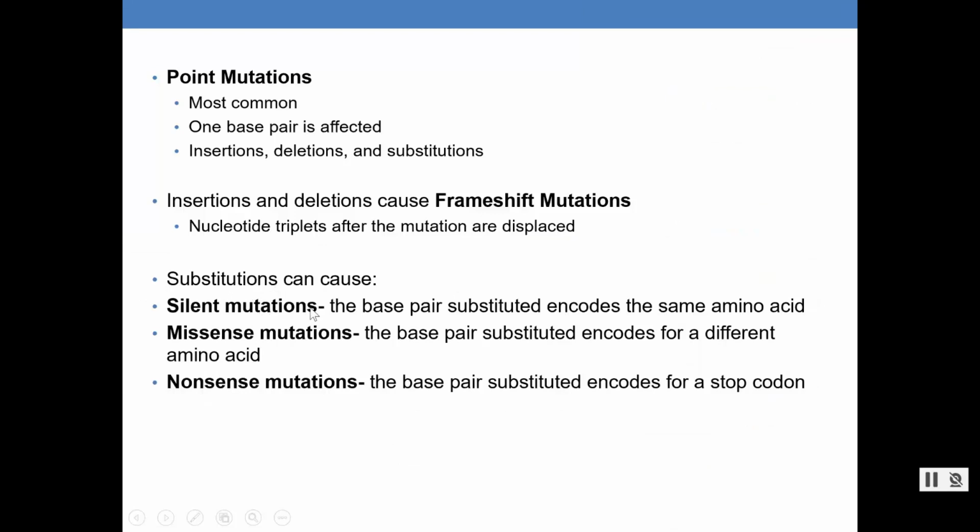Substitutions can cause silent mutations. The base pair is substituted, but you end up with the same amino acid. It can cause missense mutations. The base pair is substituted, and you get a different amino acid in that protein, or a nonsense mutation, where you get a substitution that encodes for a stop codon, and you get a truncated protein, or a shorter protein. So these are the types of mutations that you have if you have a substitution.